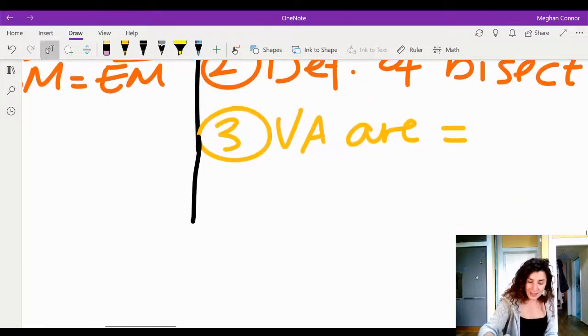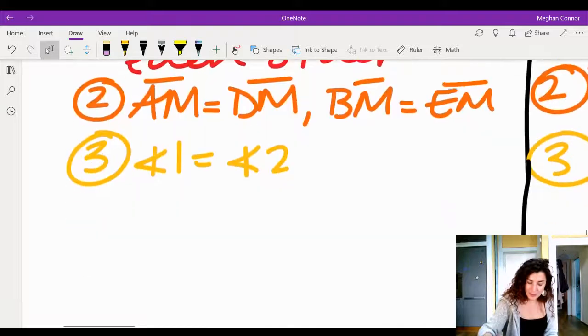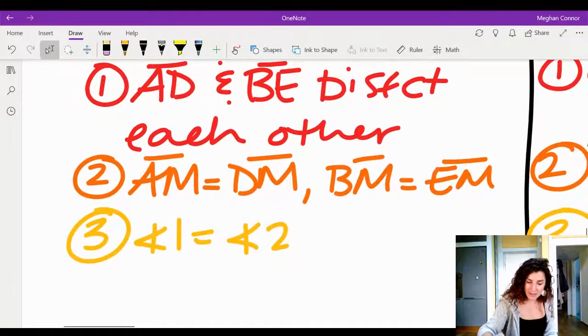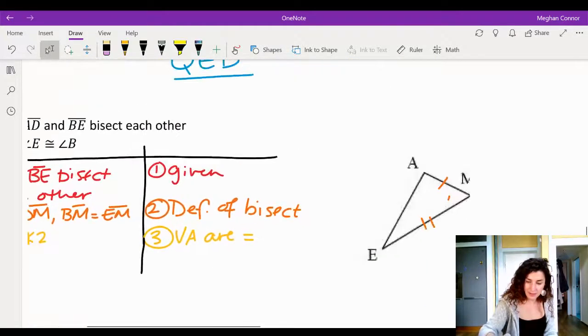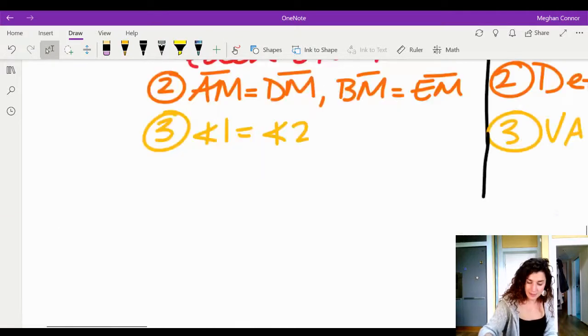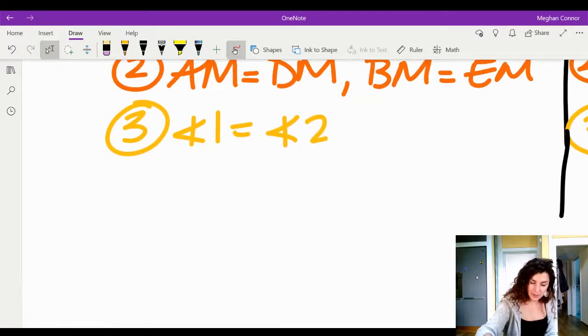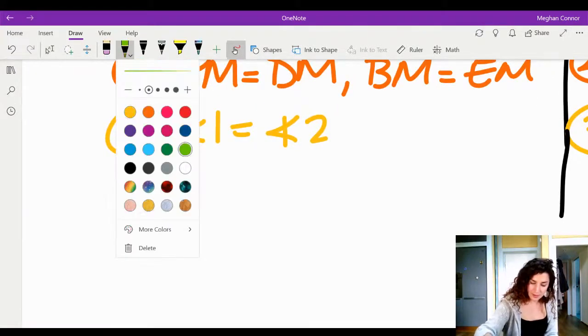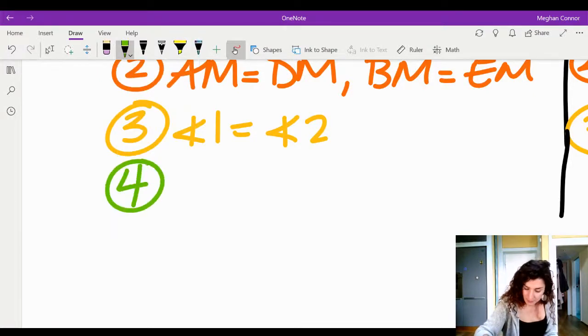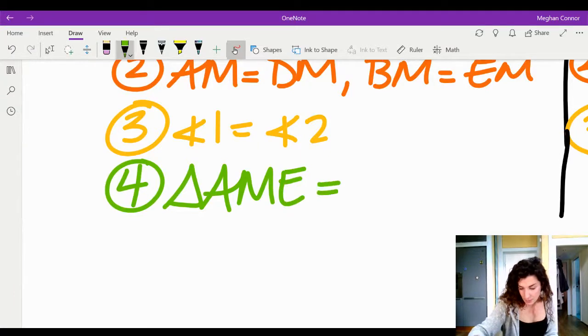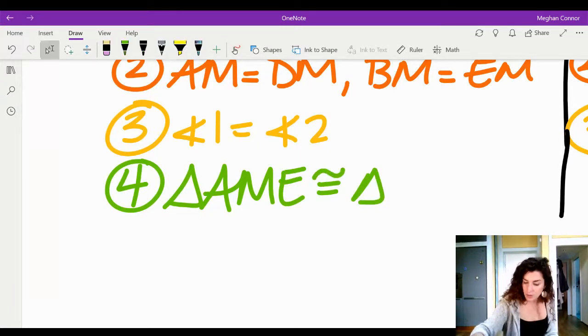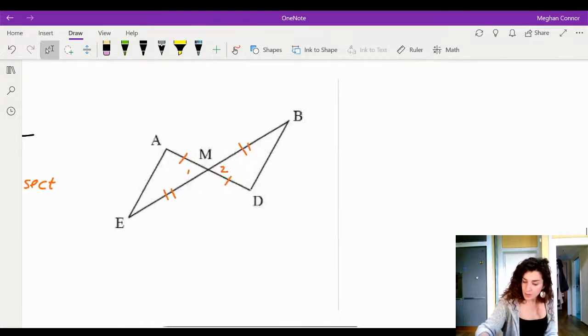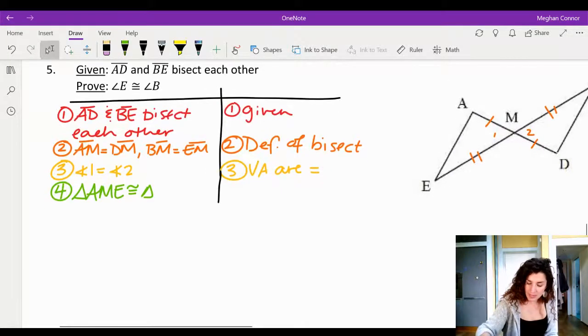Now I can say that those triangles are equal. Triangle AME equals triangle DMB.